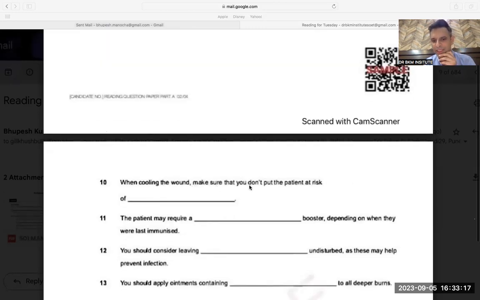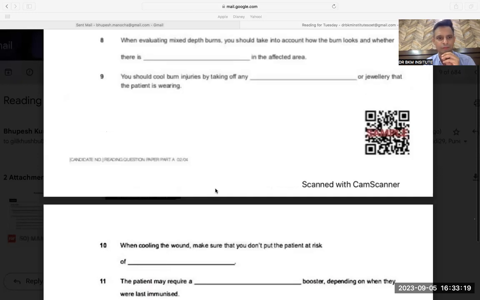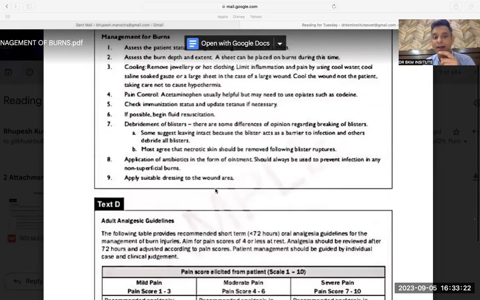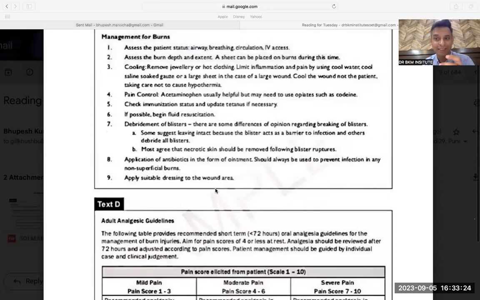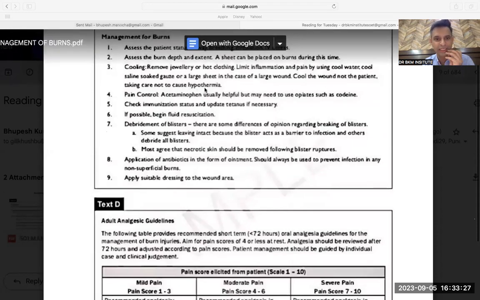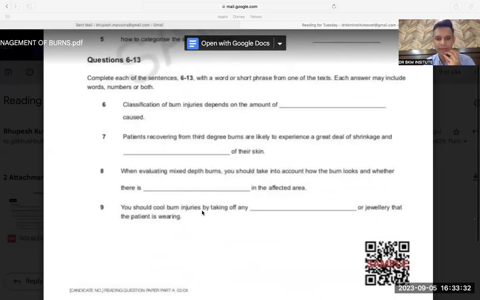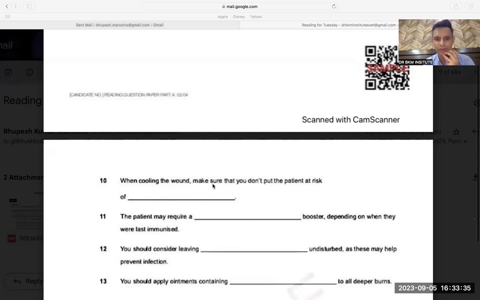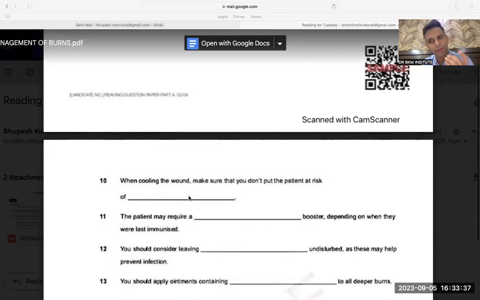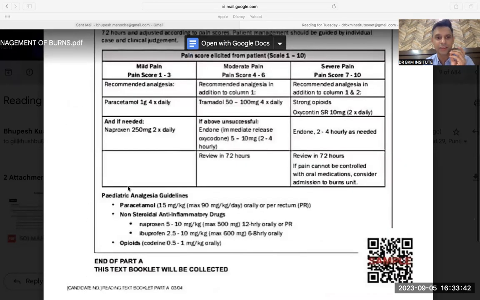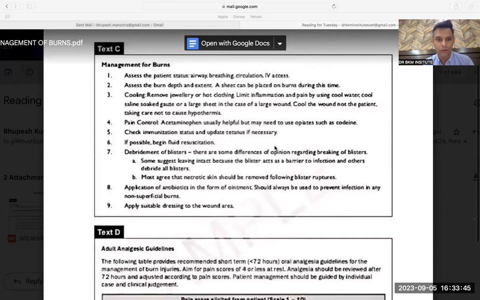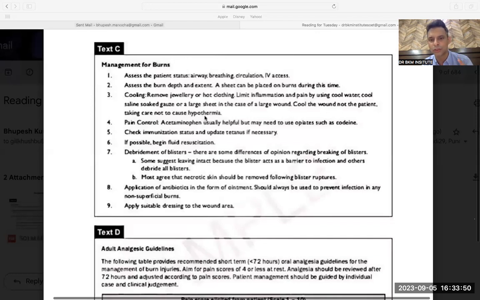When cooling the wound, make sure that you do not put the patient at risk of. So again, the same place. So what is saving my time is where exactly it is. Cool the wound, not the patient, taking care not to cause hypothermia. So what's my blank? When cooling off, make sure that the patient is not at the risk of hypothermia. These prepositions are very off. So I'm just going to read this word again for you. Off. But over here it is given other ways. Try not to cause hypothermia. That means there is a risk of hypothermia.